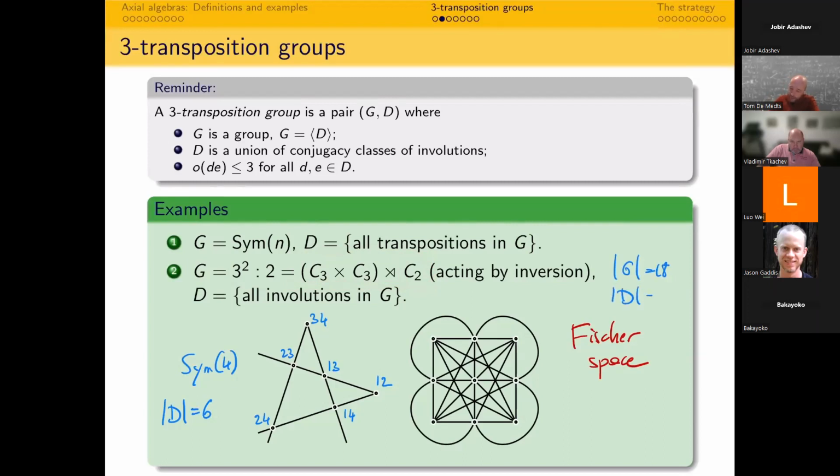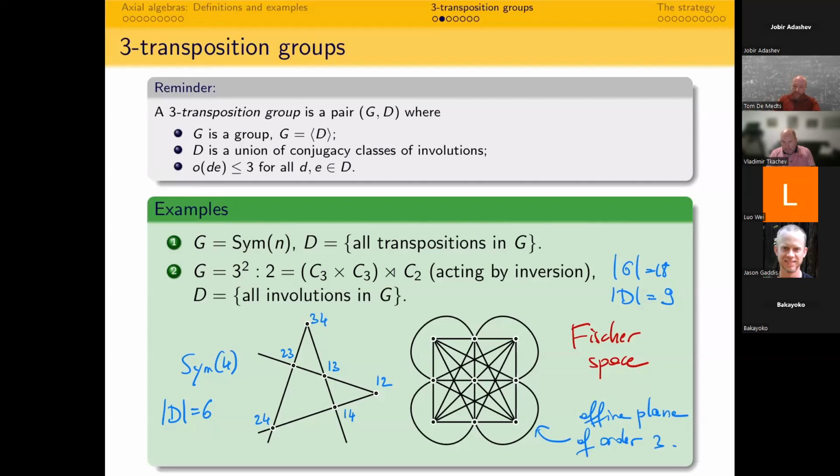And D consists in this case of 9 elements. All the elements that are not in the original C3 cross C3 are involutions. That's the picture on the right, and it's a very well-known picture. This is the so-called affine plane of order 3. These are the two smallest interesting examples.